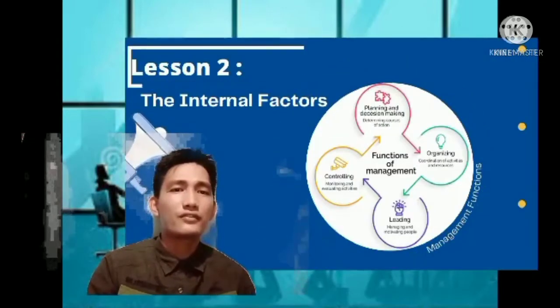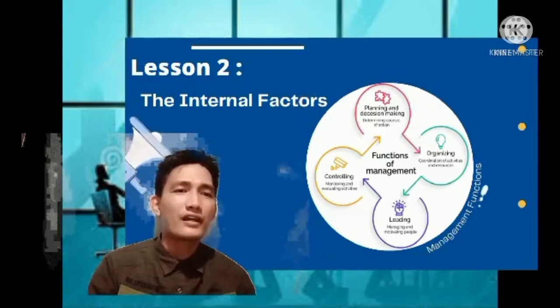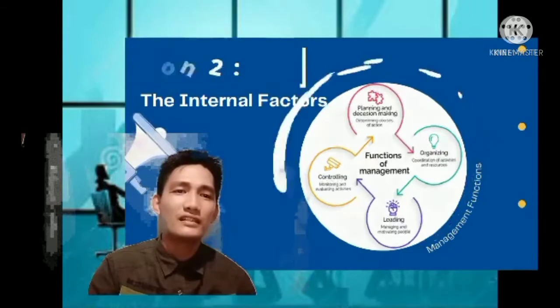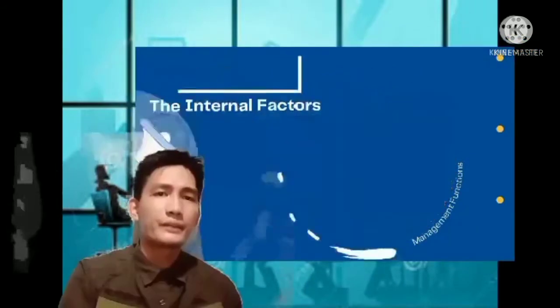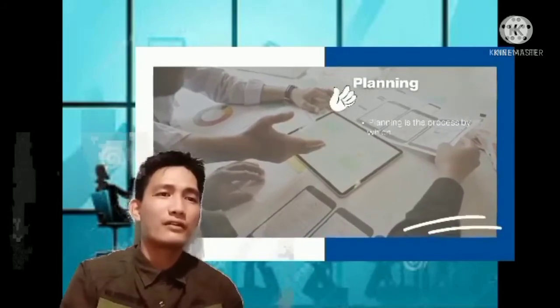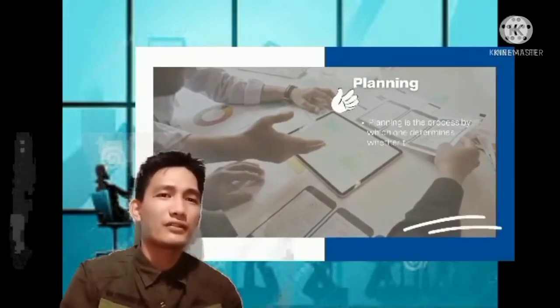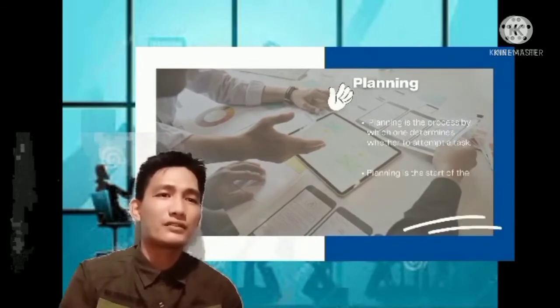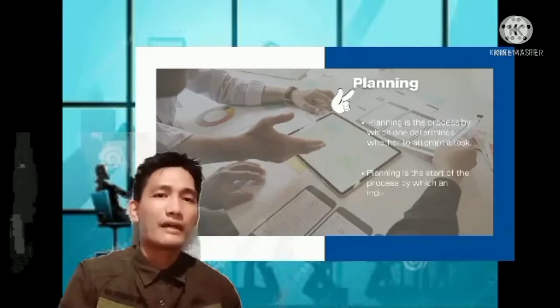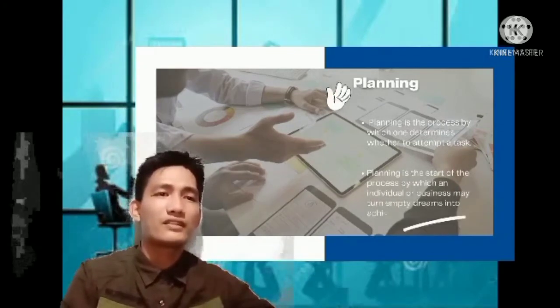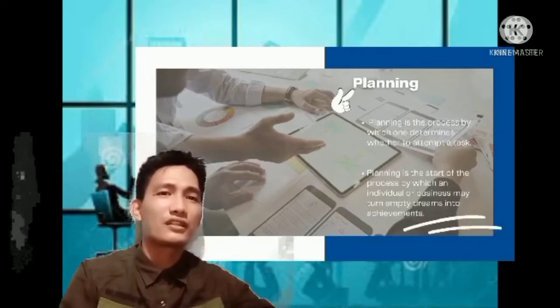I will discuss lesson 2 about the internal factors and how this factor will help managers focus effort on activities that gain results. First factor is the planning. What is the planning? Process by which an individual or business may turn empty dreams into achievements. Planning is the process by which one determines whether to attempt a task. In the planning function, strategic plans are developed to assist organizations in reaching their short and long-term objectives.